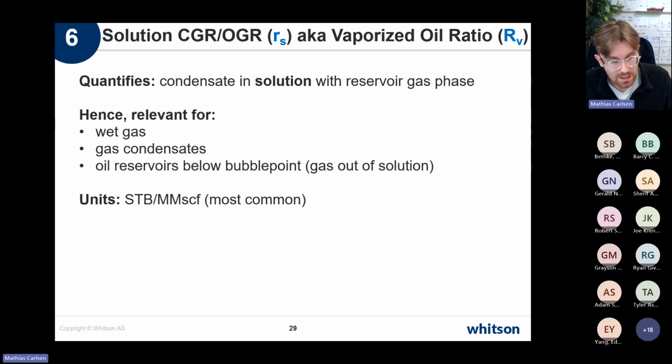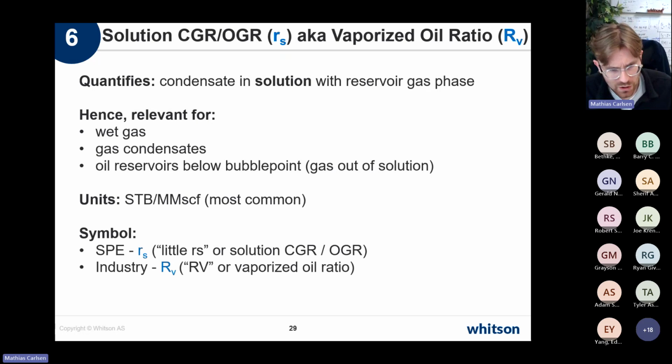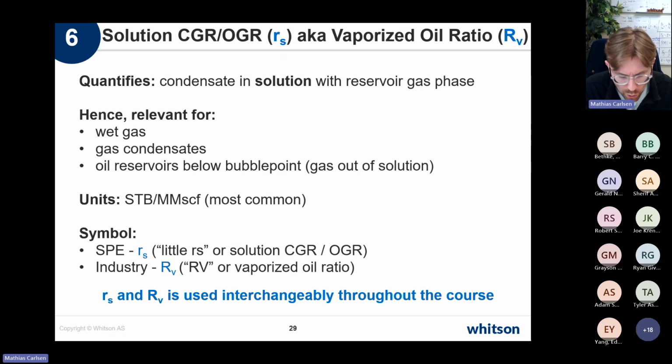The units are barrels per million, and the symbol for it, SBE calls it little Rs, so they refer to it as solution CGR or OGR. In the industry, we typically call it RV, so vaporized oil ratio. And we use both interchangeably throughout the course today.